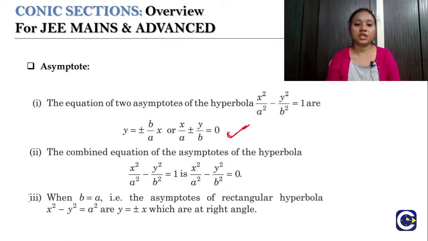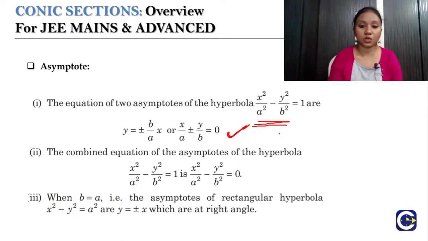So this is my equation. Plus or minus, because I am having two asymptotes, so that's why I'll be having plus or minus, which will be giving my equation. So these are my equations of asymptotes regarding the hyperbola x square by a square minus y square by b square is equal to 1.